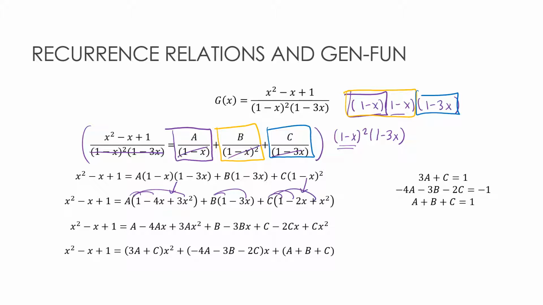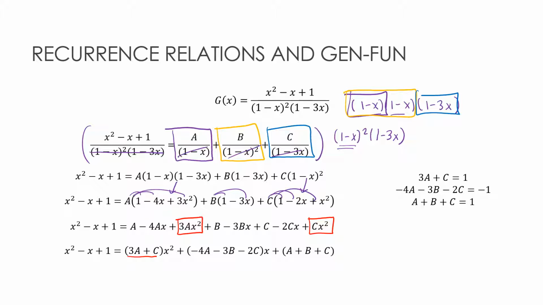And then what I want to do is combine like terms. So I looked for which values have x squared. So here was 3a x squared and c x squared. So notice (3a + c) times x squared. Then I looked for just x's.